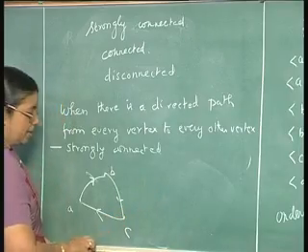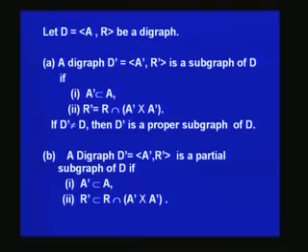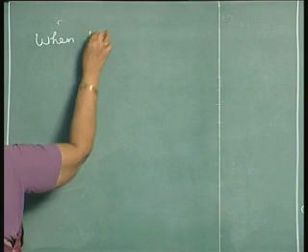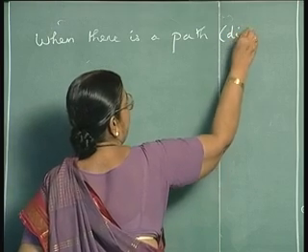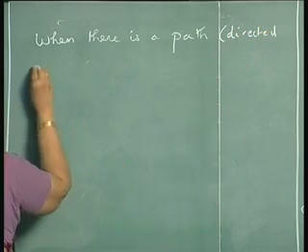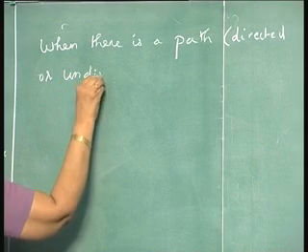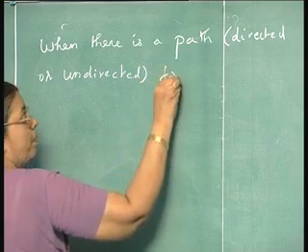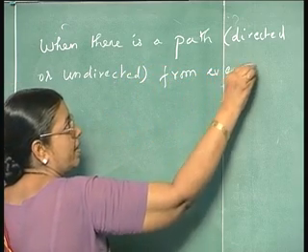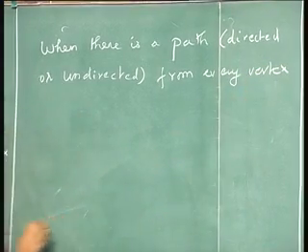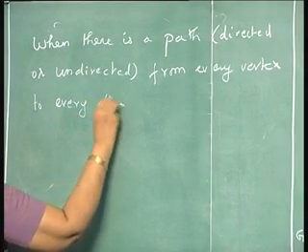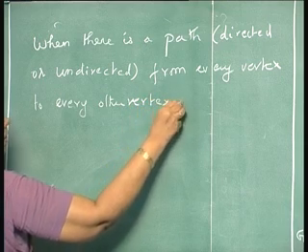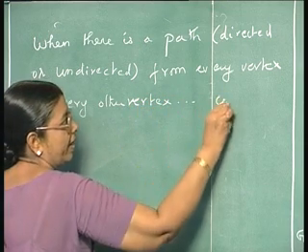Now, look at this. When there is a path, it may be directed or undirected, from every vertex, vertex or node and vertex denote the same, from every vertex to every other vertex, the graph is called a connected graph.